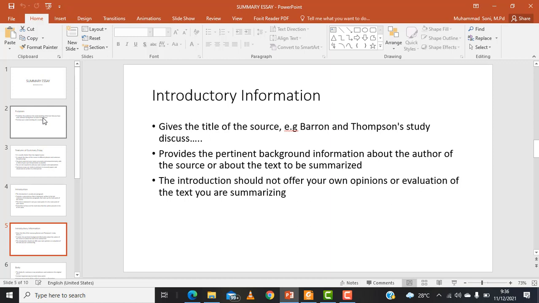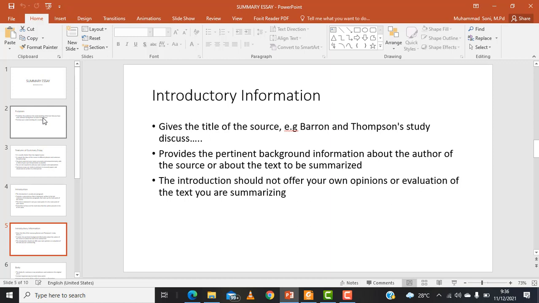If you are going to summarize a scientific article, the first sentence is about the title of the source and the writers of the source, and the second sentence can be about what the research was about and maybe the purpose of the research. That's the background information. And remember, the introduction should not offer your own opinions or evaluations of the text you are summarizing.